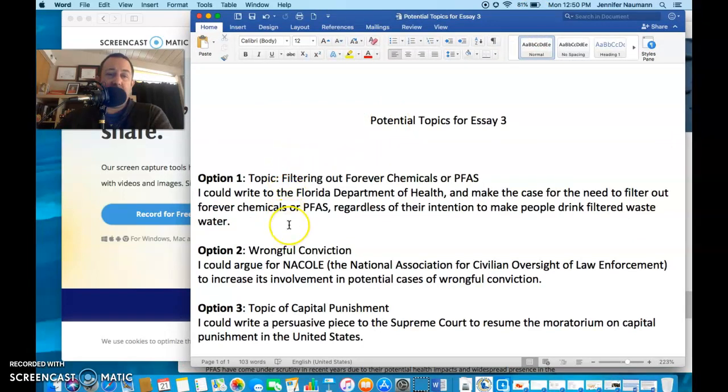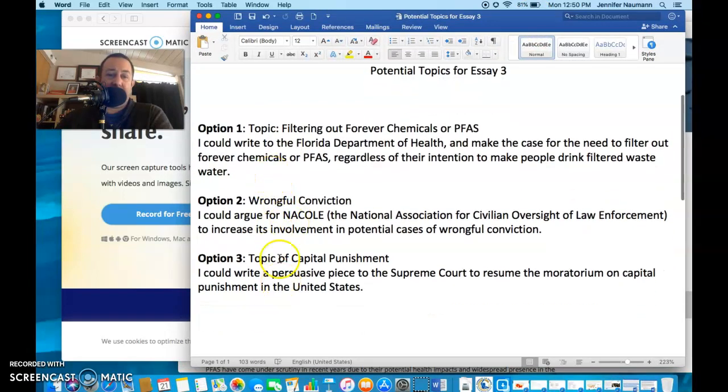So I was thinking about writing. I drew up three different examples here. The first one would be on the topic of filtering out forever chemicals. That's the way I went with, instead of the wastewater thing, because so far I can't really find a good scientific argument against it.